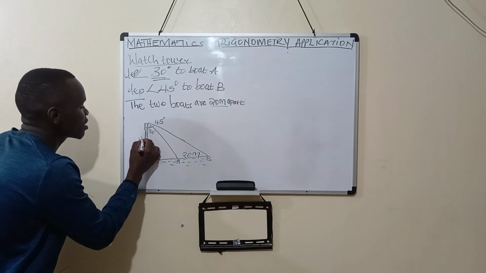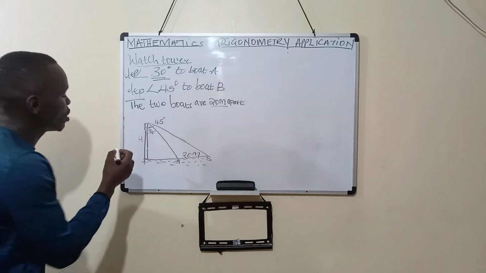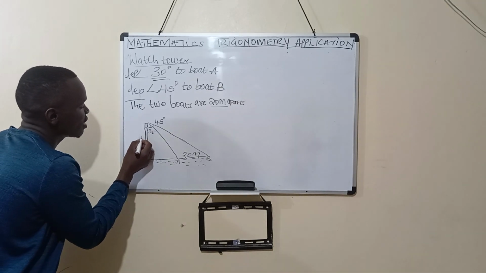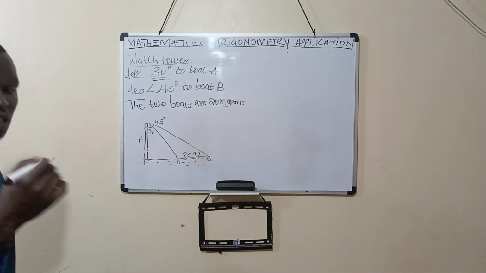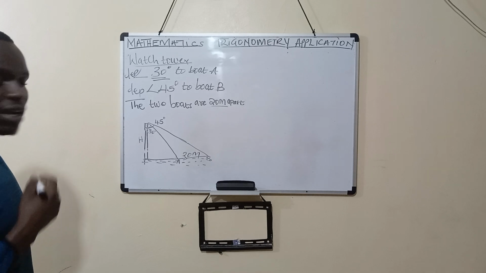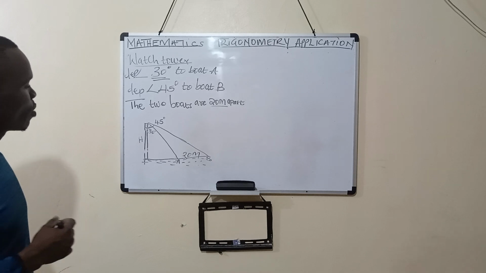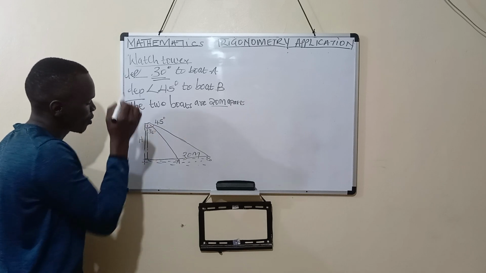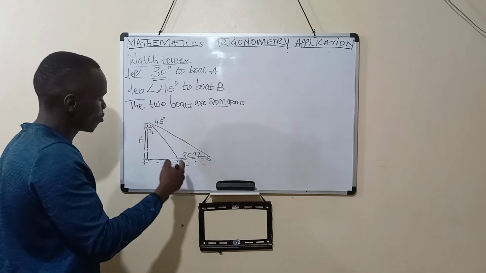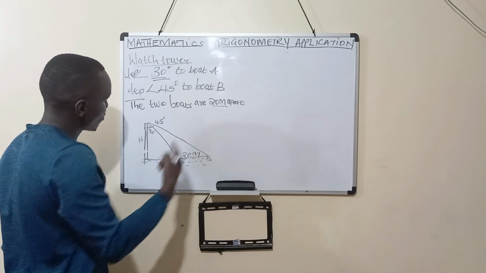This question is more or less the other one that we did, so I have just chosen to redo it so that you can understand, but a different example in a different way. We're talking about a watchtower. Then we are talking about two boats, A and B, 20 meters apart.